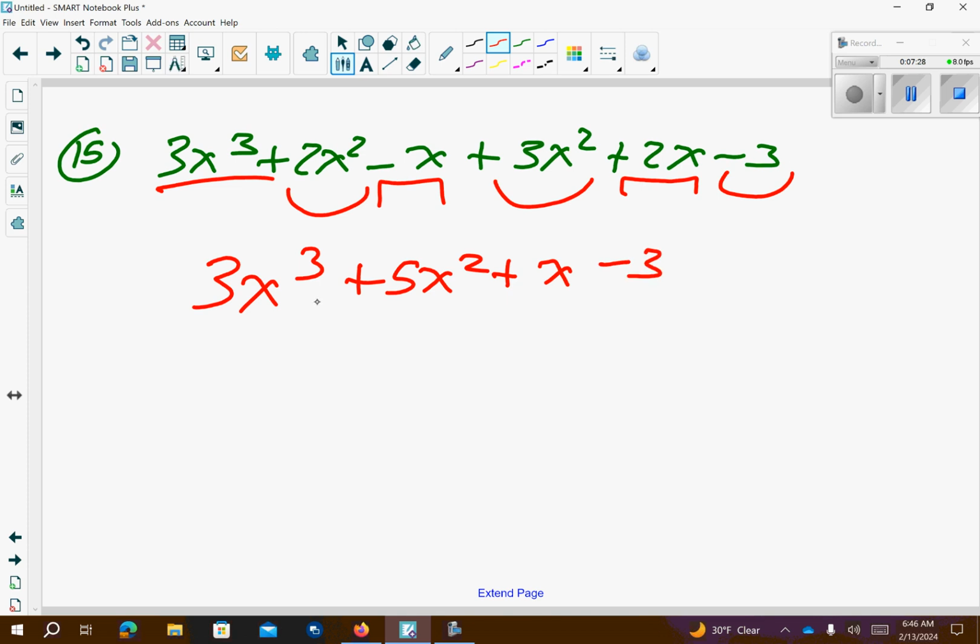So classify, it's cubic because it's raised to the third. And there's 1, 2, 3, 4 terms, so that's a polynomial.